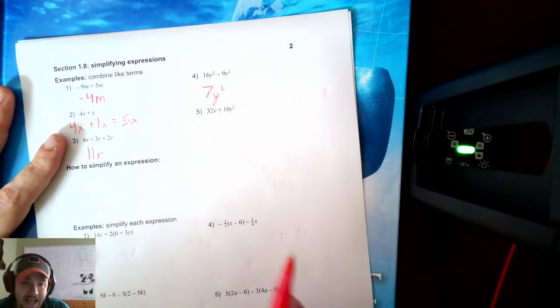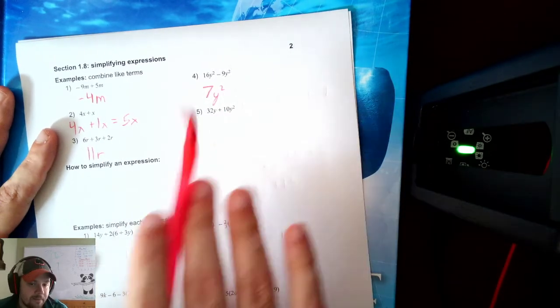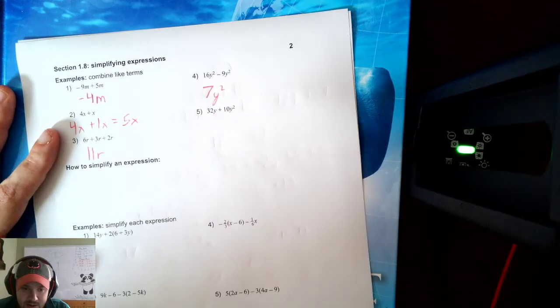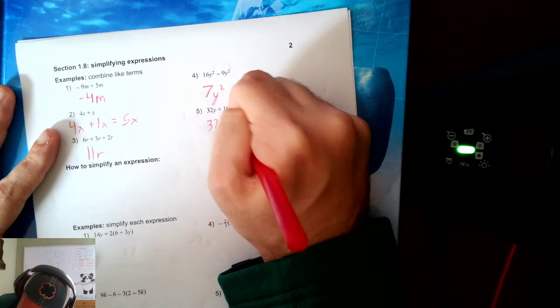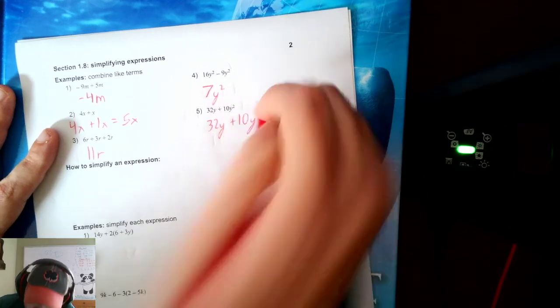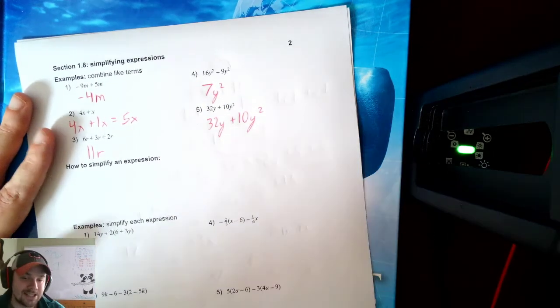In my last example, 32y plus 10y squared. I'm done. I can't combine. Are there any like terms? Nope. These are different. Y and y squared are not like. So my answer would be 32y plus 10y squared. There's nothing to simplify. I can't simplify anything there.